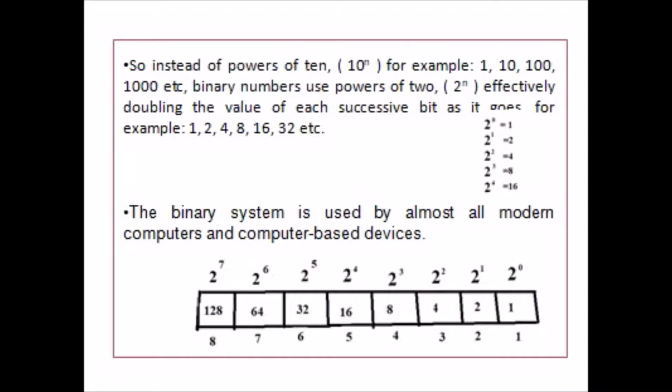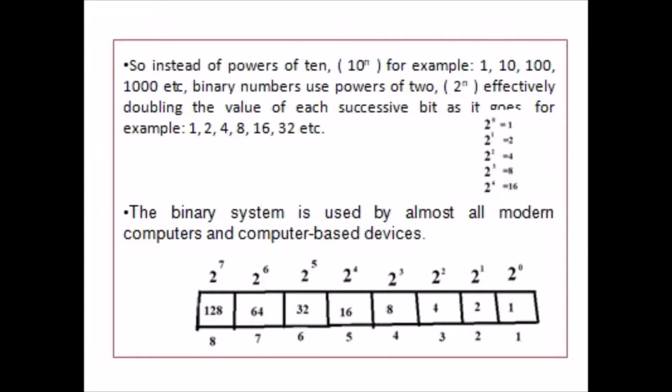In the decimal system, the power of 10, that is 10 power n, is taken as the important notation. For example, 1, 10, 100, 1000 are decimal values. The binary numbers use powers of 2, that is 2 power n, effectively doubling the value of each successive bit: 1, 2, 4, 8, 16, 32, etc. Here 2 power 0 is 1, 2 power 1 is 2, 2 squared is 4, 2 cubed is 8 and so on.